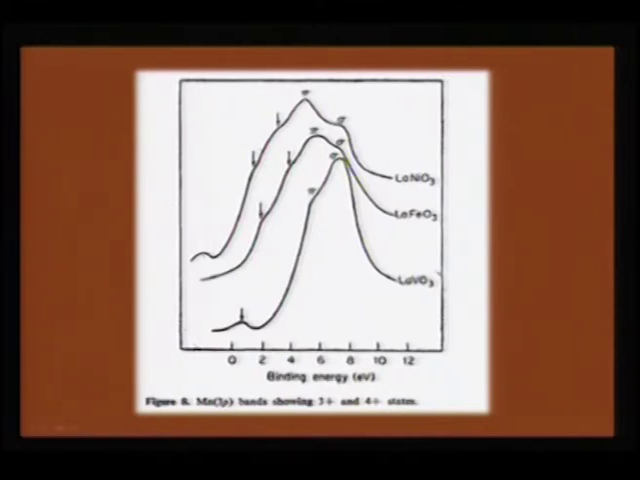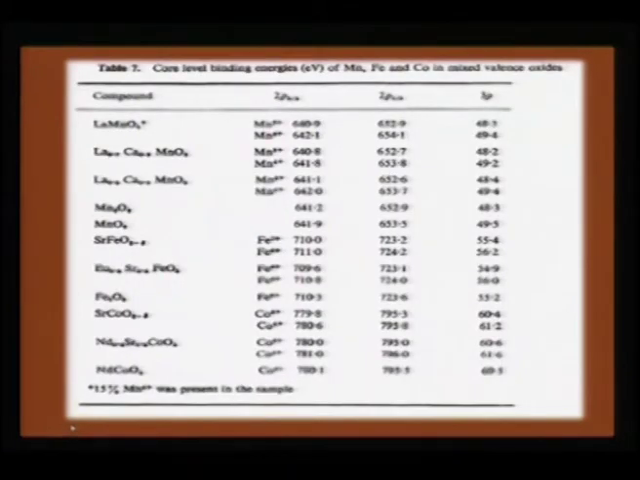And similarly, in this case all the perovskite compounds like lanthanum nickelate, lanthanum ferrite, lanthanum vanadate, all of these show asymmetry related to the 3+ and 4+ states. Here is another cartoon which gives us a range of oxides starting from LaMnO3, cobaltites, ferrites, everything can be mapped.